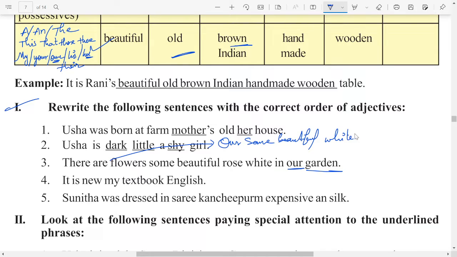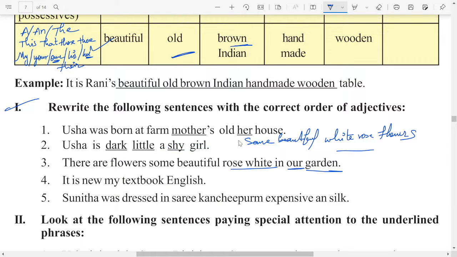white, rose, flowers. Okay, can we go with that? Yes, these are our some beautiful, white is used here, white rose. Next one, flowers in garden. Okay, so not these are, there are. So there are some.